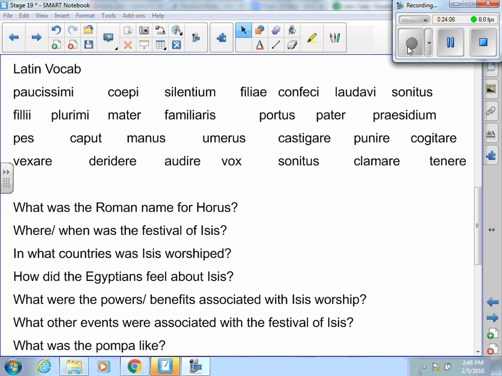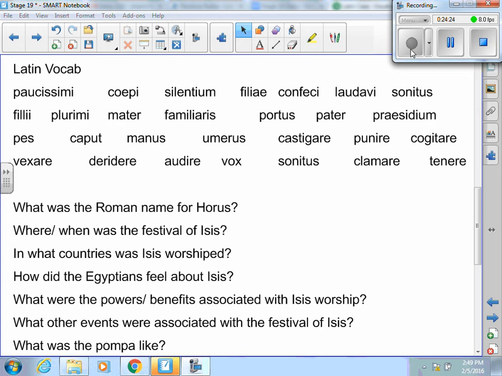Humerus is a shoulder. Castigare is to publicly humiliate. Punire is to punish. Cogitare is to think. Vexare is to annoy. Deridere is to make fun of. Audire is to hear. Sonitus is a sound. Clamare is to shout. Tenere is to hold.